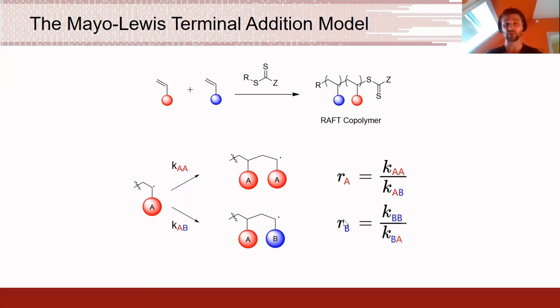Likewise, we have the opposite scenario. If monomer B carries the radical, it will have a rate of addition towards monomer A, or a rate of addition towards monomer B. So I have these two ratios of rates, and these are called the reactivity ratios. And if both of these are very, very small, then you have a very low addition to itself, and you'll end up with a cross-propagating polymer. That is, it has a high degree of alternation.